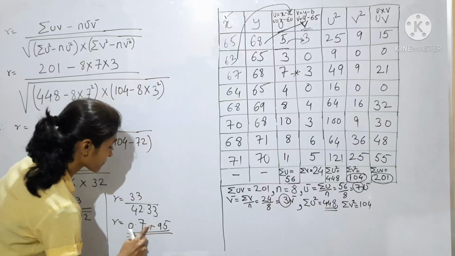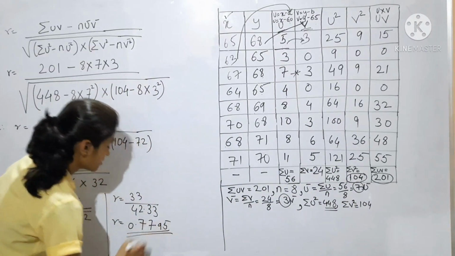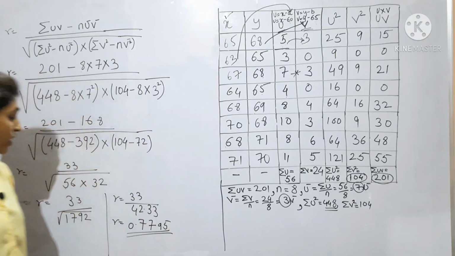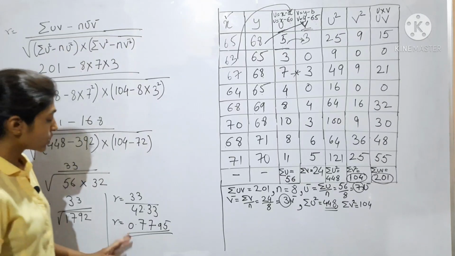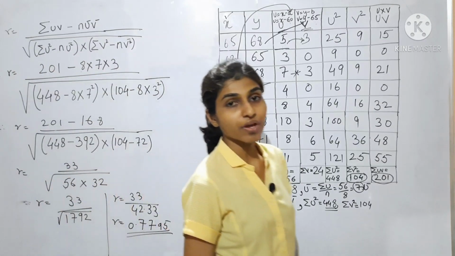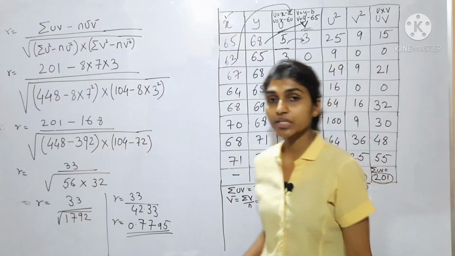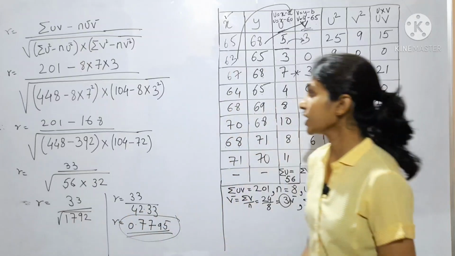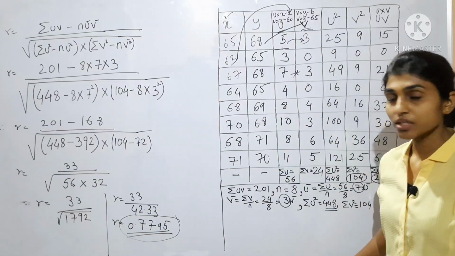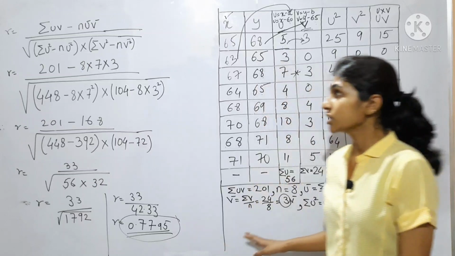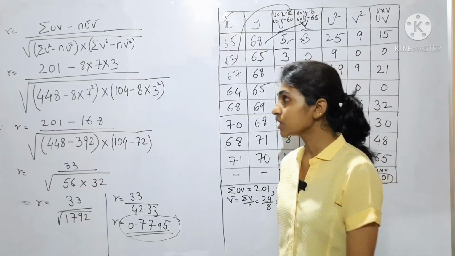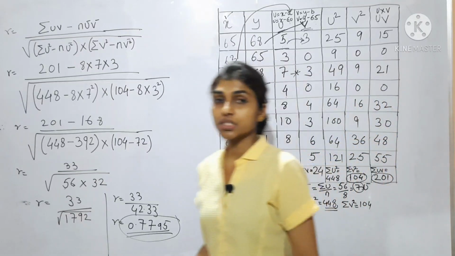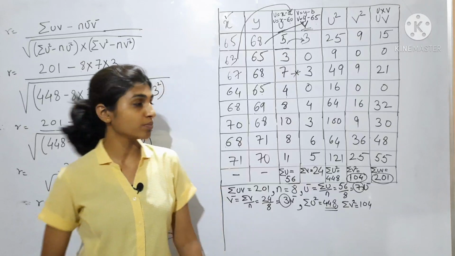0.7795 is the correlation between the height of father and height of son. In this way you have to find the correlation between two variables by deviation method. I hope you have understood how to find this correlation by deviation method.